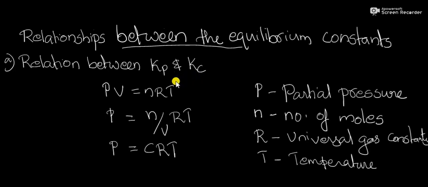We know that PV equals nRT, that is our ideal gas equation, where R is the universal gas constant. Or we can write P equals n by V into RT, which is equal to C into RT. Here C is the molar concentration of the gas. C is equal to the number of moles of the gas per unit volume.